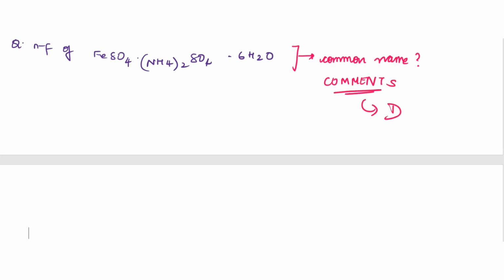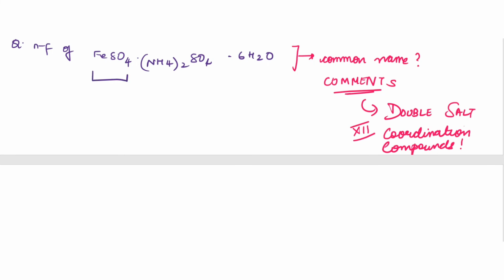Alright, so let's move on to finding the n factor. So what did I tell you? For such salts, we have to find the total charge. For FeSO4, just by looking at the charge present in the acid and base radical, it's Fe 2+ and SO4 2-. So the charge of this is 2. Similarly, for (NH4)2SO4, the total charge is 2. So 2 plus 2, 4 is the n factor.